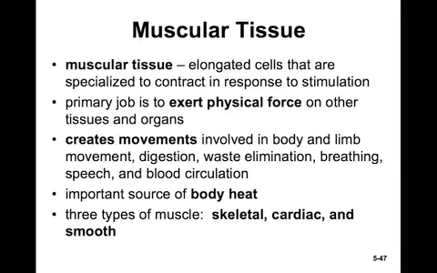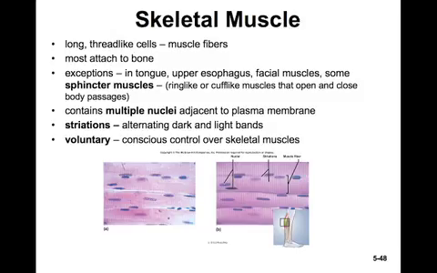There are three types of muscle we'll take a brief look at here, and again, we'll revisit them later in the semester. The skeletal muscle, they're long thread-like cells. You can see them here. Most skeletal muscles are attached from bone to bone. The exceptions are in the tongue, the upper esophagus, some of the facial muscles that are involved in just facial expression, some sphincter muscles like cuff-like muscles that open and close different body passages at the anus, for example.